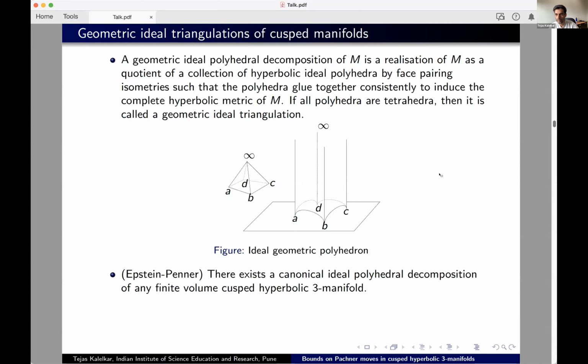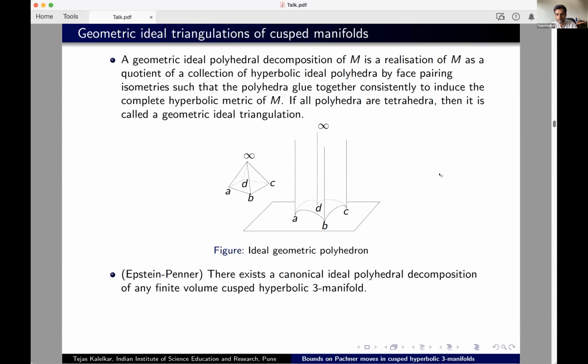Once you have the Epstein-Penner decomposition, which is just this canonical ideal polyhedral decomposition, because it is canonical, you can just compare the two polyhedral decompositions at a combinatorial level. And if the two polyhedra are the same, then the knots are the same. If they're not, then the two knots are not the same. Now, this is extremely effective, and it has been used for all kinds of census productions for knots and for cusped hyperbolic 3-manifolds.